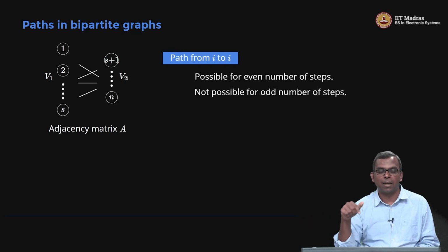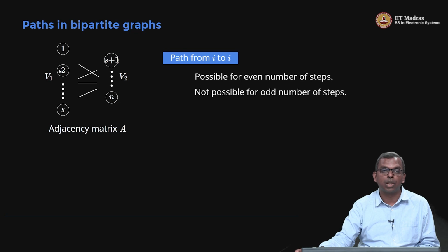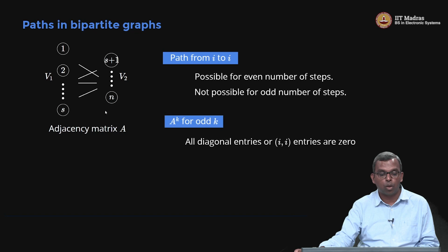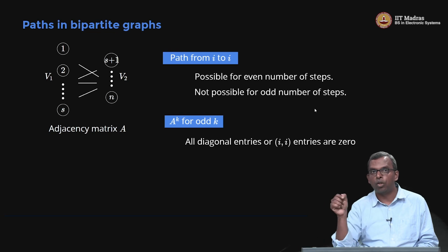You can never be back in i. Likewise, if you start at V2, in an odd number of steps, you will always be in V1. So you can't come back. So a path from i to i is not possible for odd steps. What does that mean for the adjacency matrix? A to the power k for odd k will have all diagonal entries, or (i, i) entries, as 0. So this is an important property of bipartite graphs: no odd-length path from a node to itself.